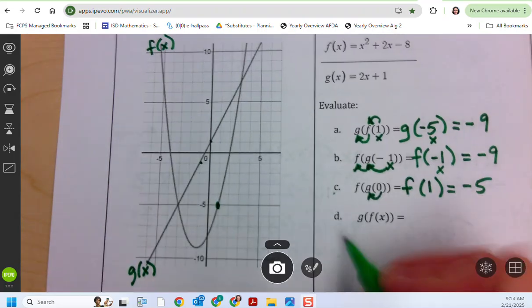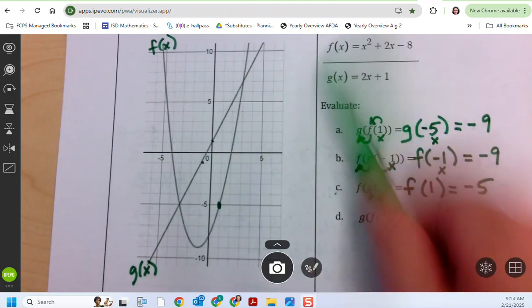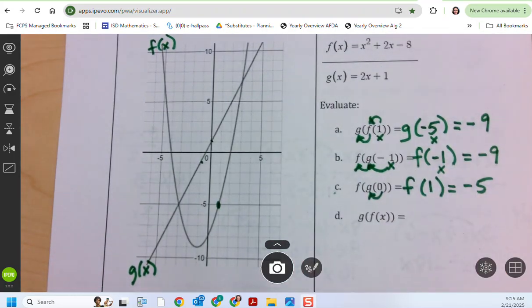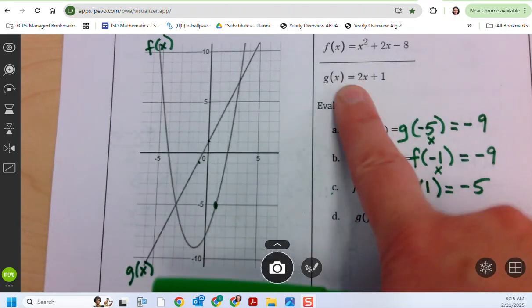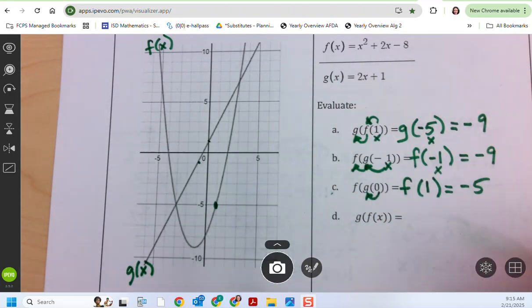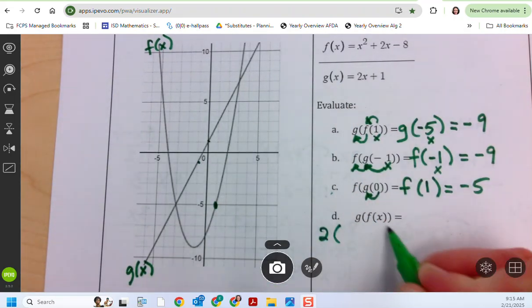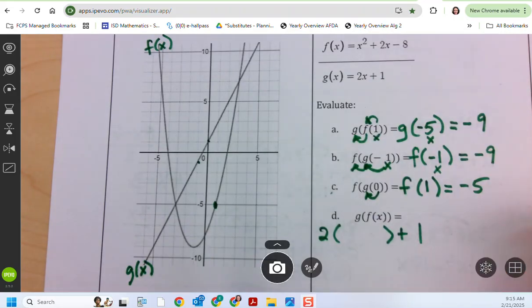Notice it has g of f of x, so we can't really use the graph. We have to go back to using the functions. You start then with your outside function g and replace the x with parentheses. So I've got 2 parentheses plus 1.